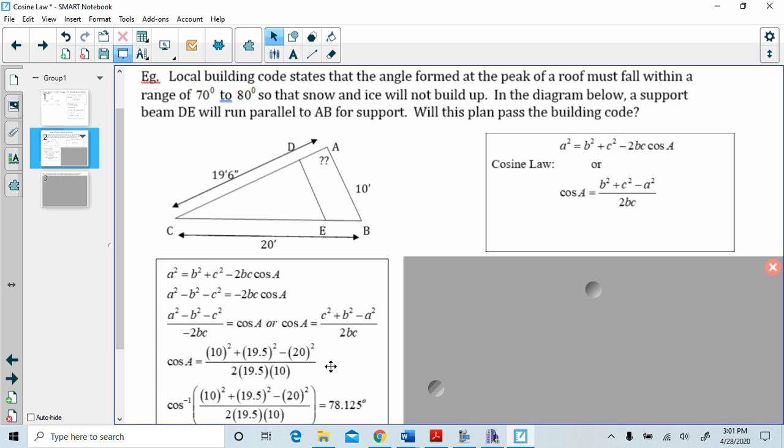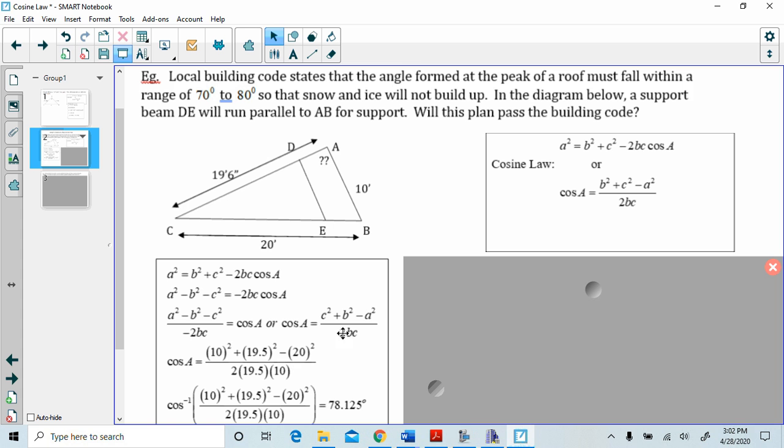So if we look at our diagram, c is going to be here, across from angle C. So that's 10. Keeping in mind, we want everything in one unit. So this is given in feet and inches. We know that 6 inches is half a foot. So we're going to say that 19 feet 6 inches is 19.5 feet. So now everything here is in feet.